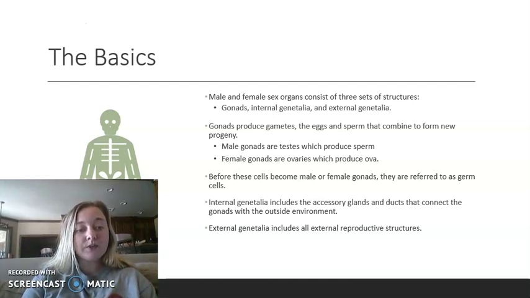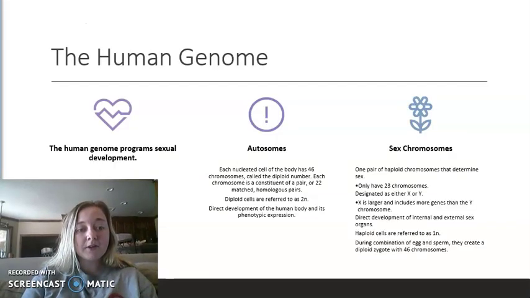Internal genitalia includes the accessory glands and ducts that connect the gonads with the outside environment, and external genitalia include all the external reproductive structures. Now, the main factor for determining sexual development in an individual is the human genome. The human genome is the complete set of nucleic acid sequences for humans. In simple terms, an individual's DNA.